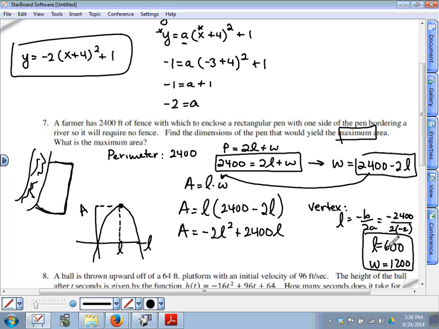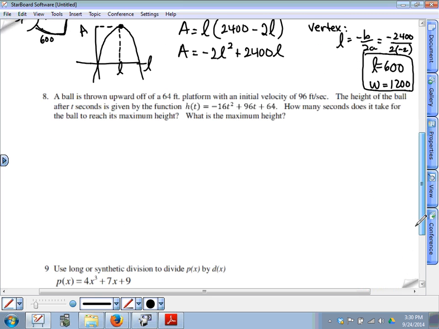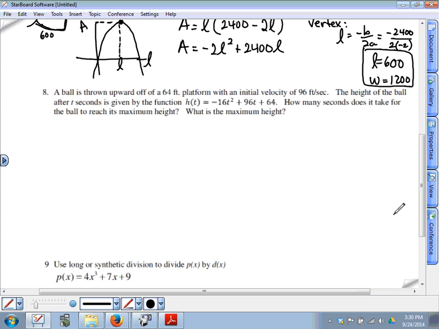The length is 600, the width is 1200. It also asks for the maximum area. So if the length is 600 and the width is 1200, then you find the area by multiplying the length times the width. So that's going to give 720,000 square feet as an area. Okay.